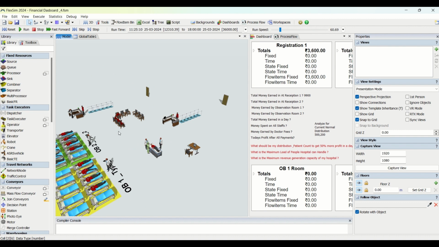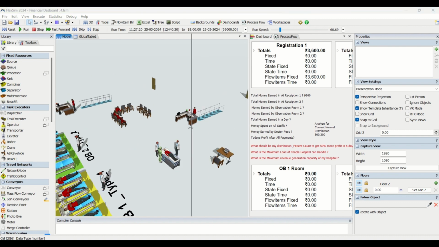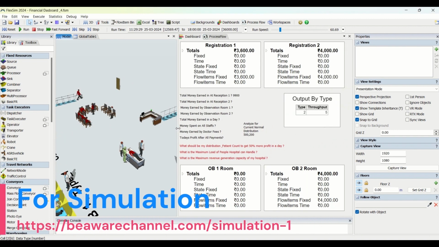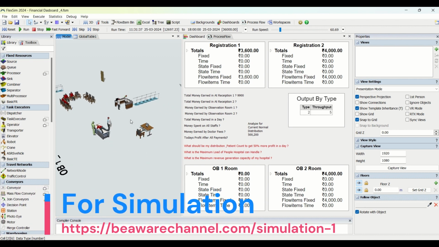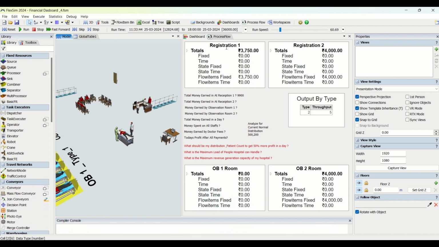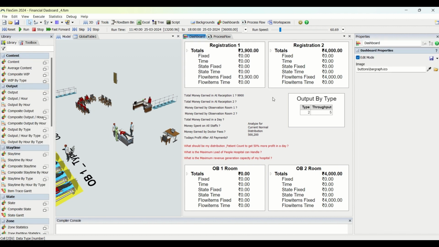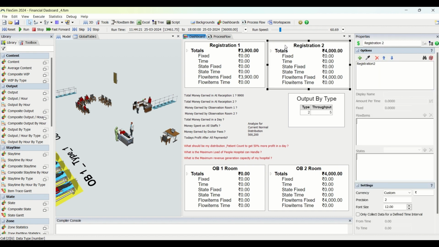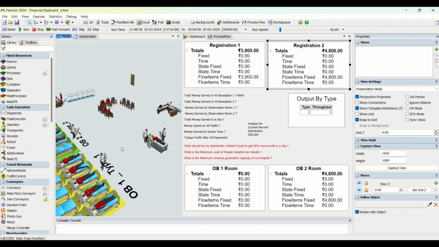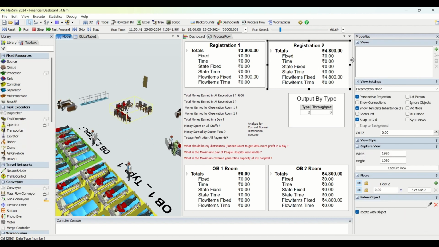Now let us look at the dashboards, which are financial dashboards, and what rates we have included. This is our registration 1 dashboard, which gives us the amount of revenue generated so far, and then we have another graph, or you can say a table statistic, for registration 2, which gives us how much money is earned at registration 2.